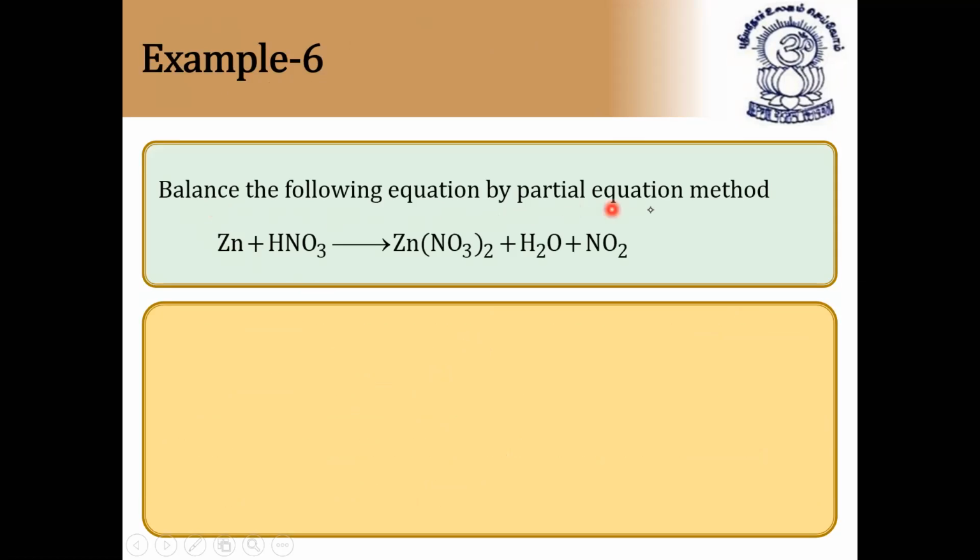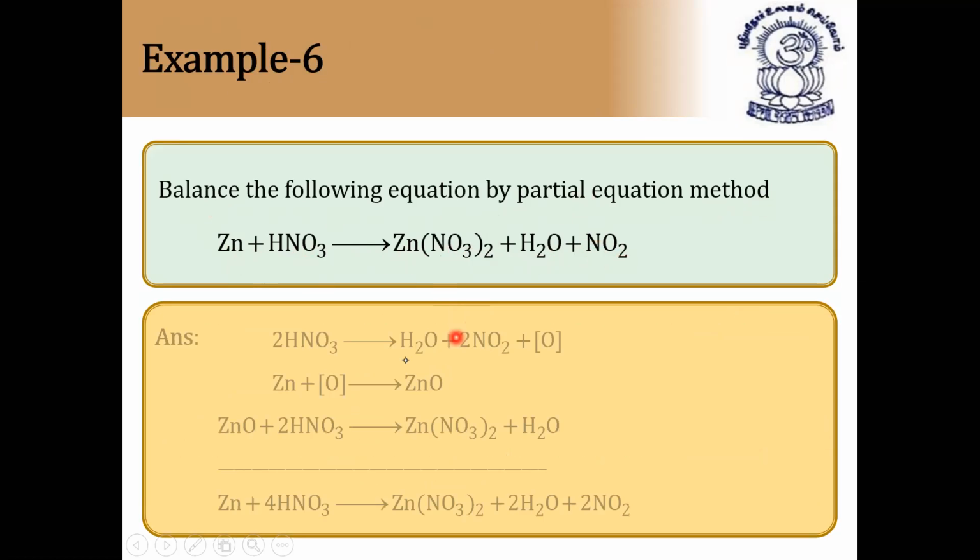Balance the following equation by partial equation method. Zinc on reaction with concentrated nitric acid forms zinc nitrate along with water plus nitrogen dioxide. Since it is hot and concentrated nitric acid, it forms zinc nitrate plus water plus nitrogen dioxide. Similarly, if you take zinc on reaction with cold and dilute nitric acid, it forms zinc nitrate along with water along with nitrogen oxide or nitrous oxide. Here the product is changed. So let us see now the equation.